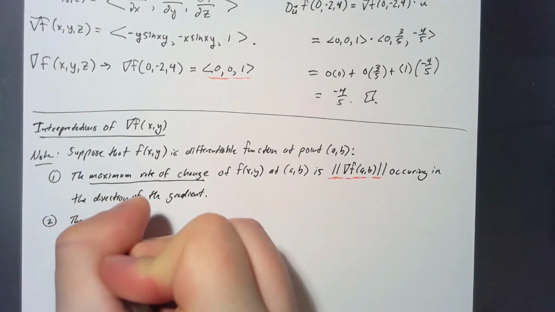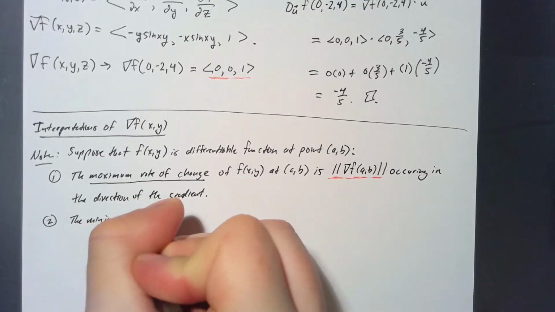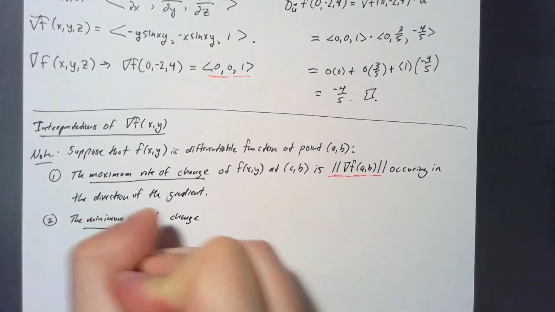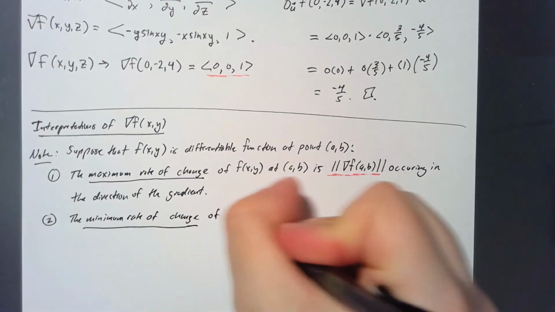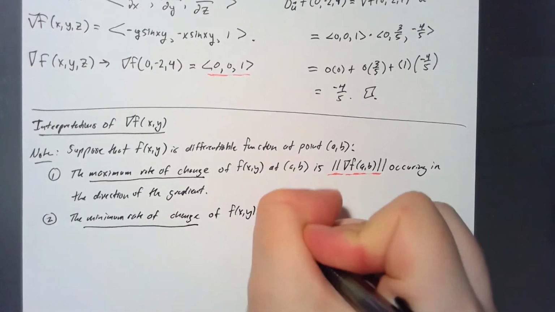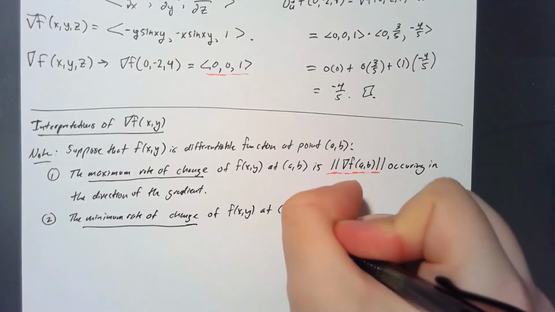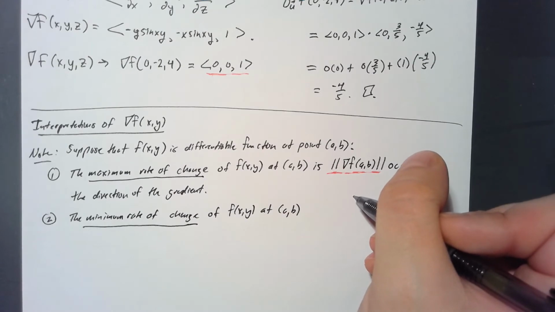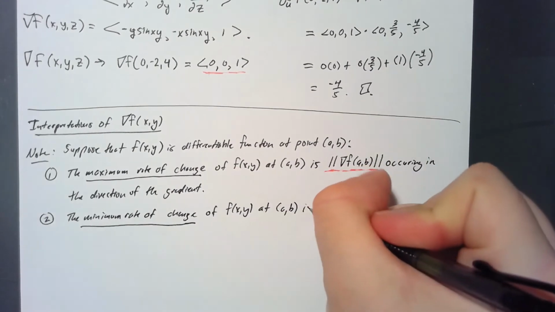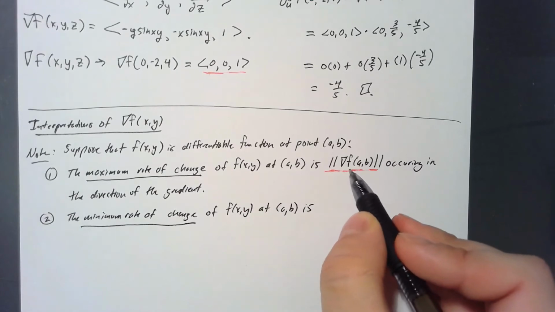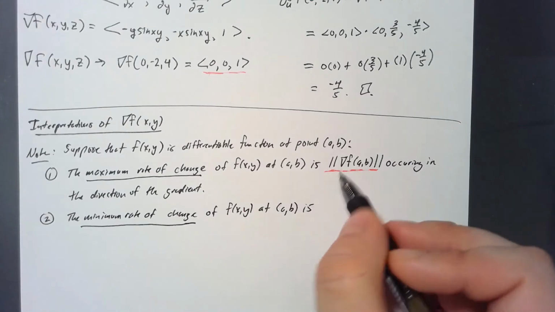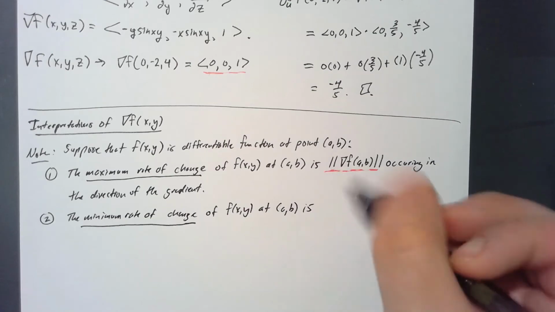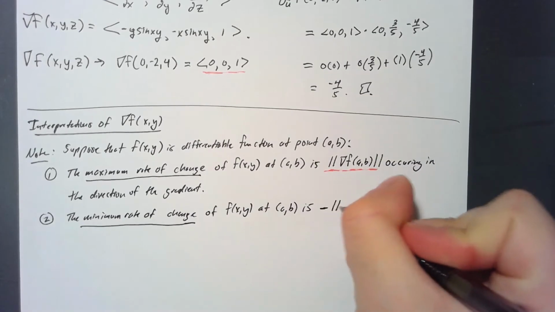The minimum rate of change of f of x, y at (a, b) is, well, this is the maximum, then the minimum is the opposite of that. So if I go in the opposite direction, well, if I have the opposite value of this, it's just going to be negative of this. That's it.